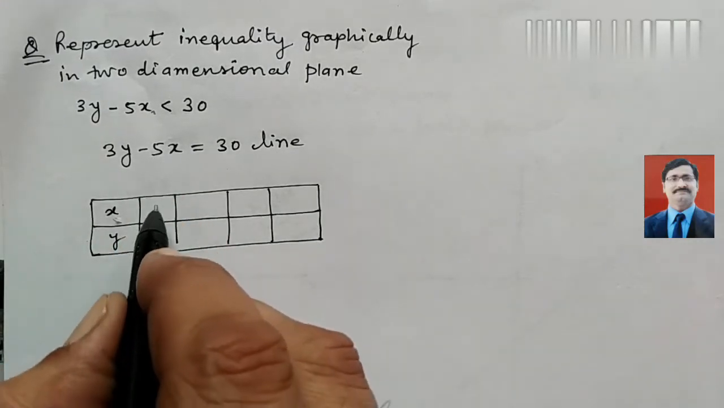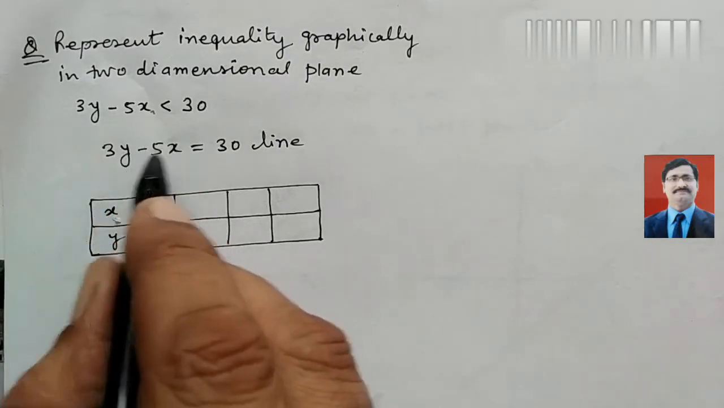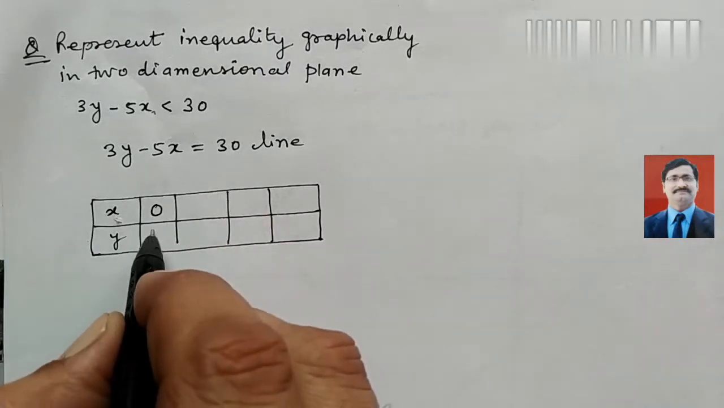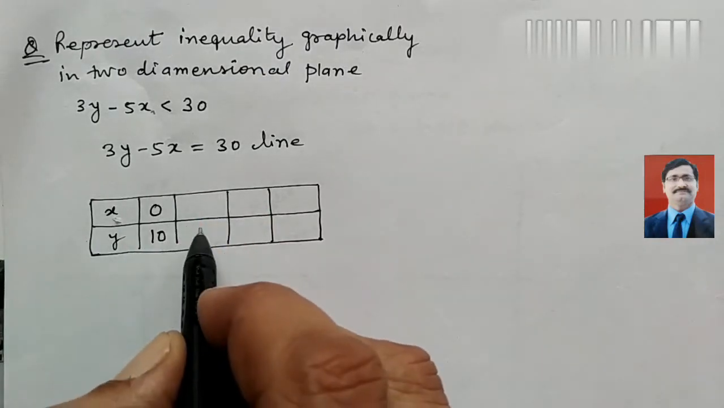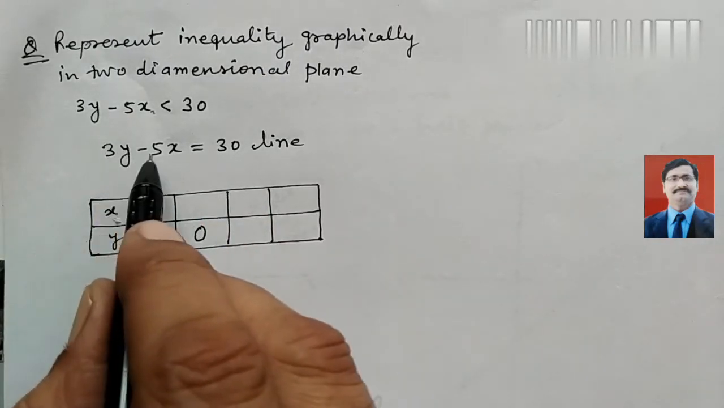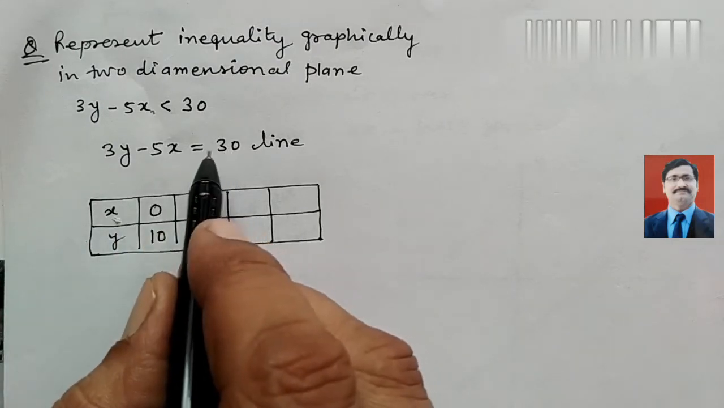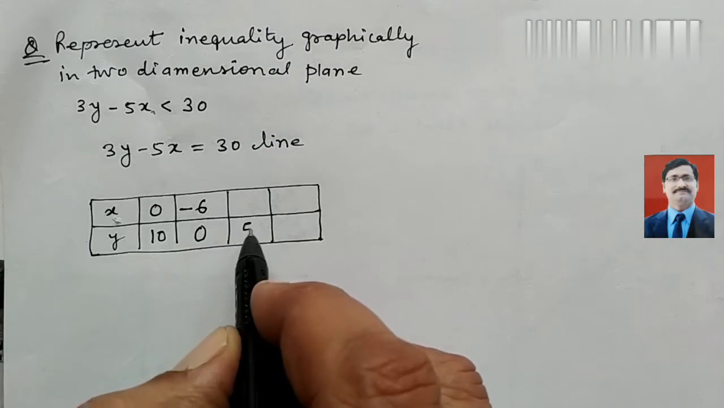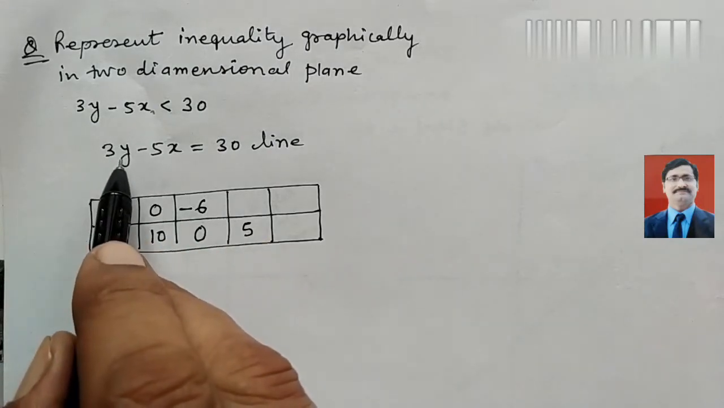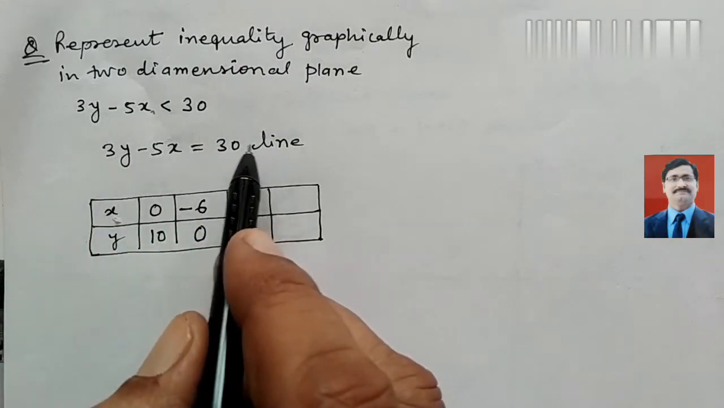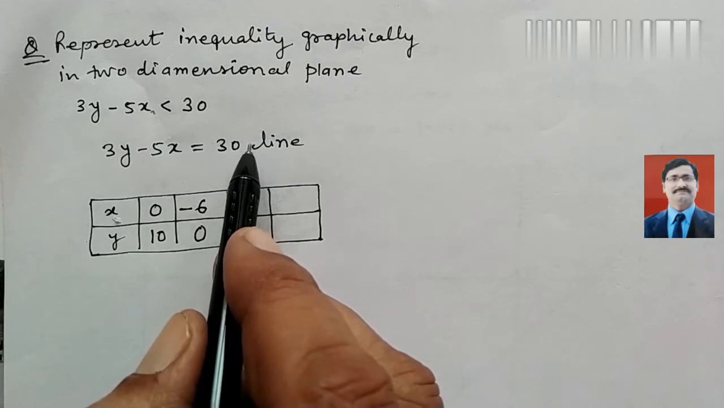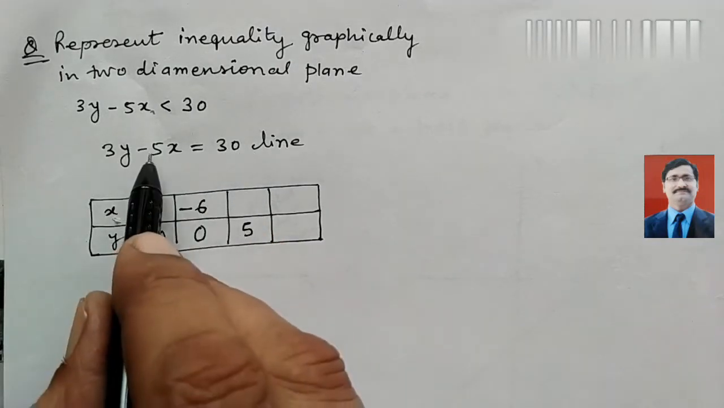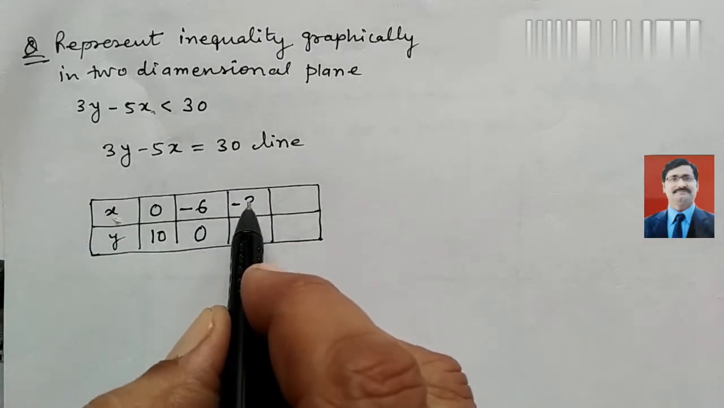In place of x we put 0, so this whole term is 0. 3y equal to 30, so y equals 10. Similarly, in place of y we put 0, so minus 5x equal to 30, so x equals minus 6. For y, if I put 5, 3 fives are 15, and transferring 15, 30 minus 15 gives 15, and 15 divided by minus 5 gives minus 3.